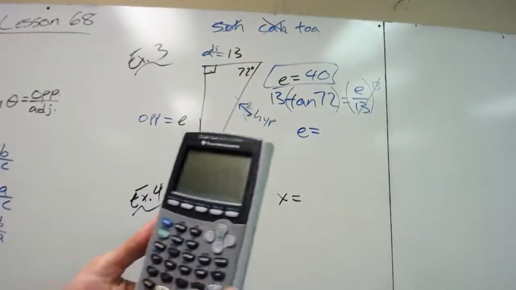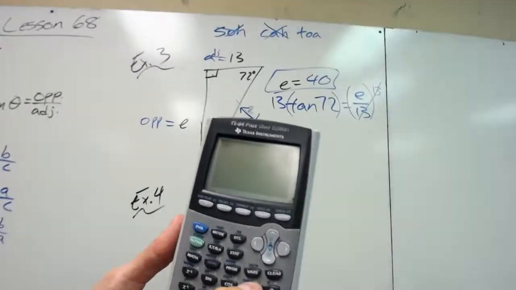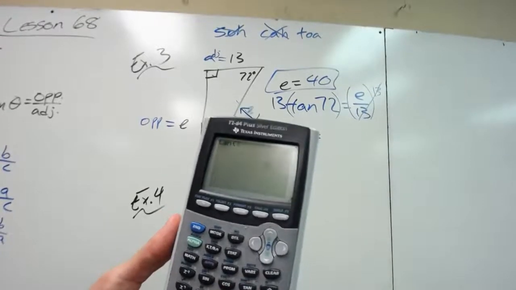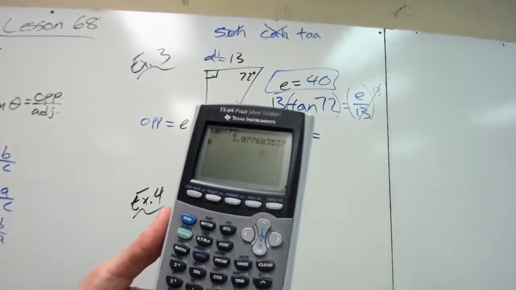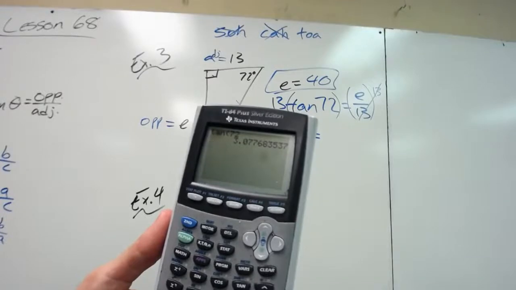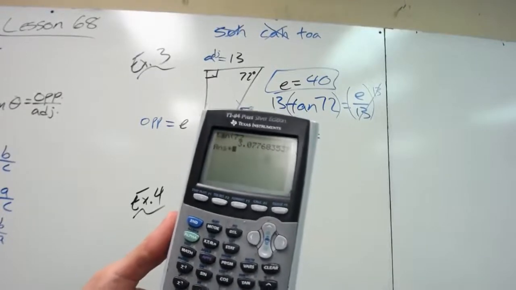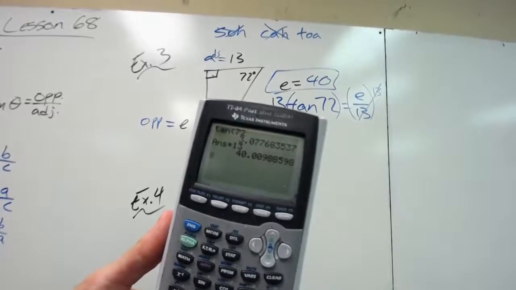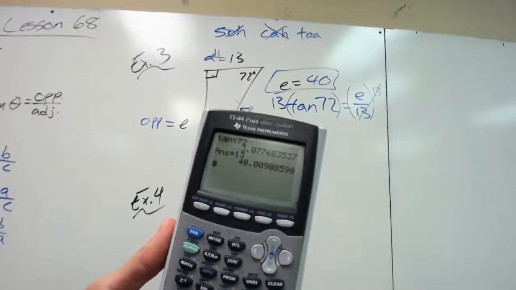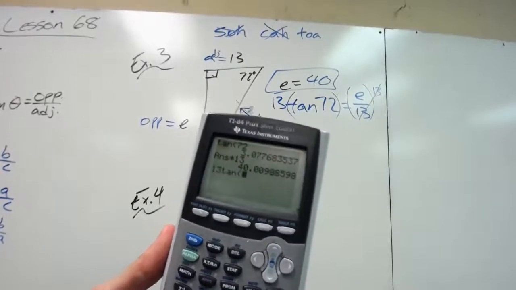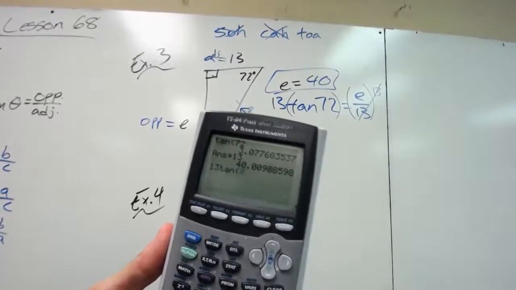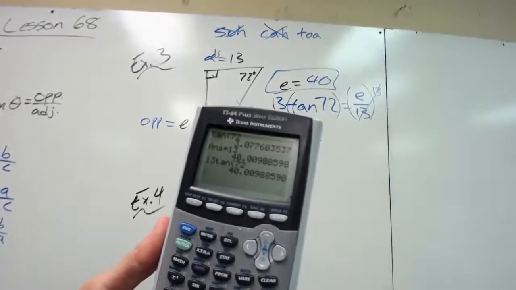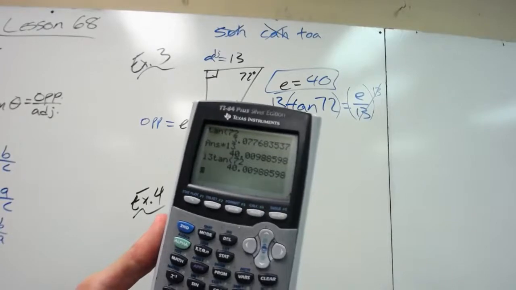Notice if I did, however, do tangent 72 equals, it would give me 3 point whatever. And then if I multiplied that by 13, I would also get the same answer. But it is going to be quicker to write just 13 tangent 72. That will be quicker for you. But that is how you put it in your calculator.